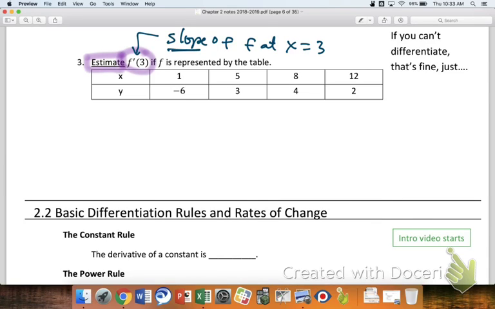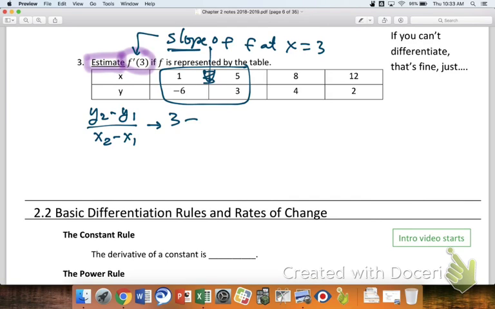So let's do that. I'm going to say that y2 minus y1 over x2 minus x1, that whole expression for slope there, if I'm going to use this set of data, which I think makes a lot of sense because x equals 3 is right there in the middle. I'm going to say y2 is 3 minus y1 is negative 6, and the denominator would be 5 minus 1. Does that make sense? Okay, so this would be 9 over 4. So that is a slope. Can anybody say what kind of slope that is?